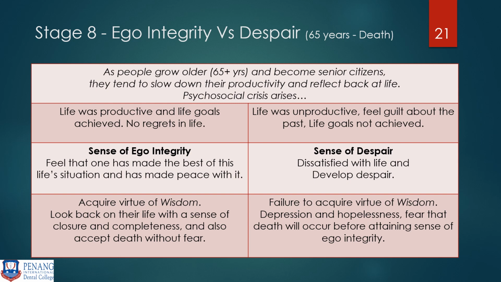And these are the people who will not have wisdom, and they will have depression and hopelessness, and then they will fear that death will occur before attaining the sense of ego integrity. So this can happen to them. You may come across people who are in this stage.